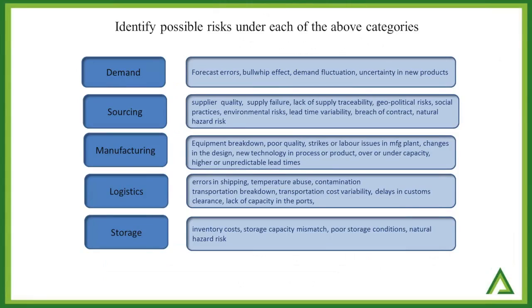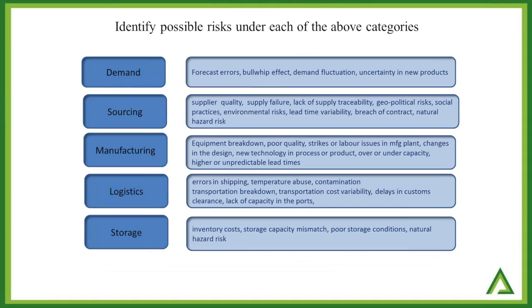Some of the demand-related risks may obviously be forecasting errors, some uncertainty related to the demand of new products, a bullwhip effect happening in the supply chain, so you don't really have demand visibility, which is creating demand distortion.